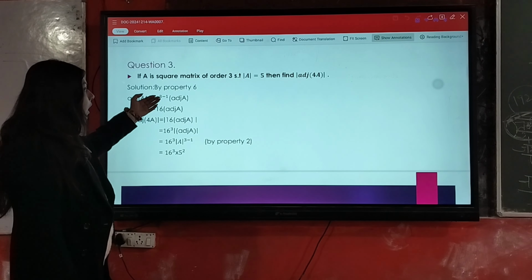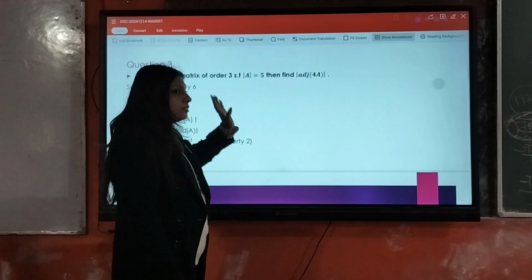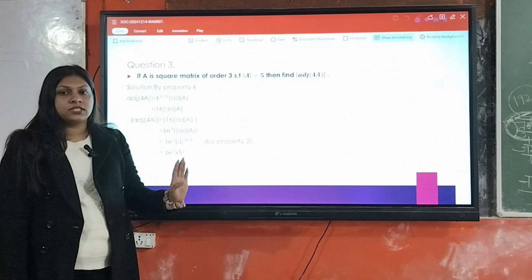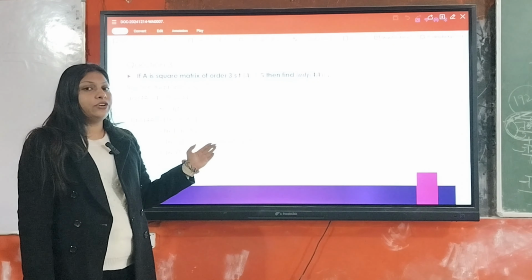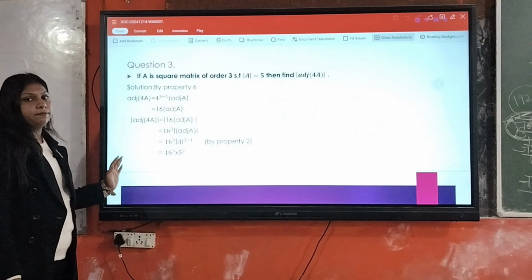If you have seen, finding adjoint of adjoint of A is much simpler, but how do you find adjoint of 4 times A? In this way we have used the properties to solve them.